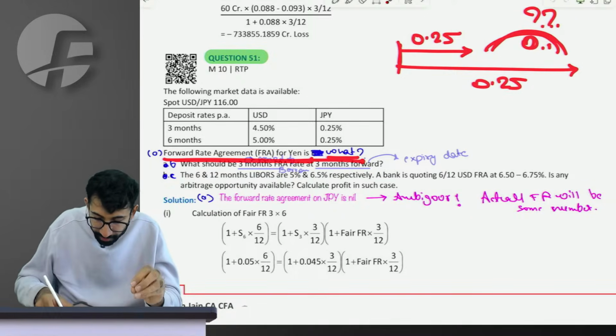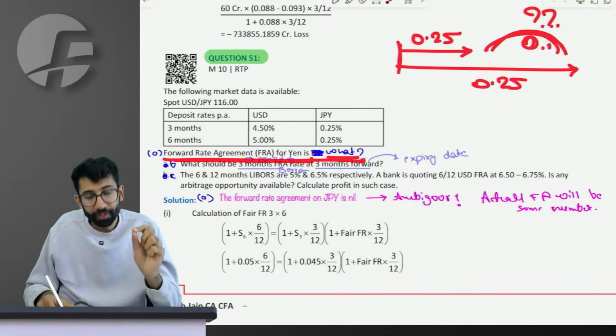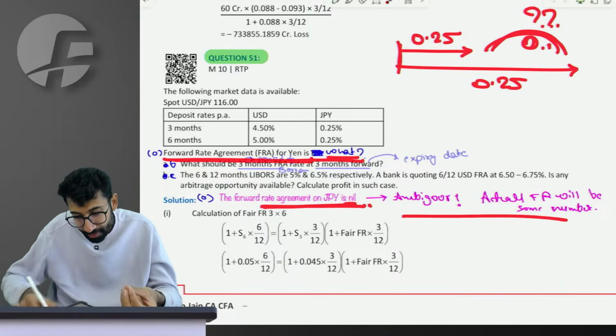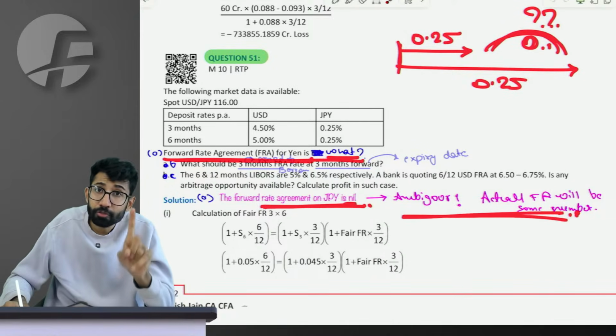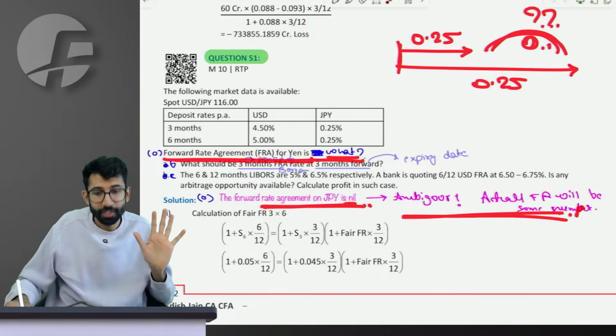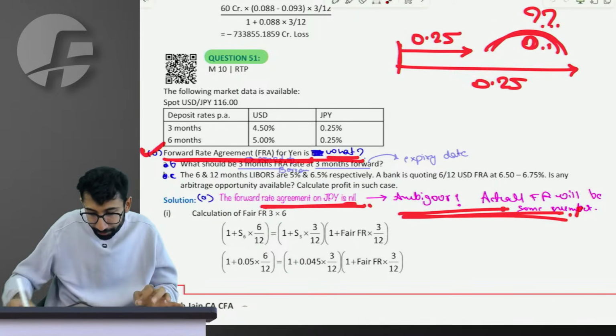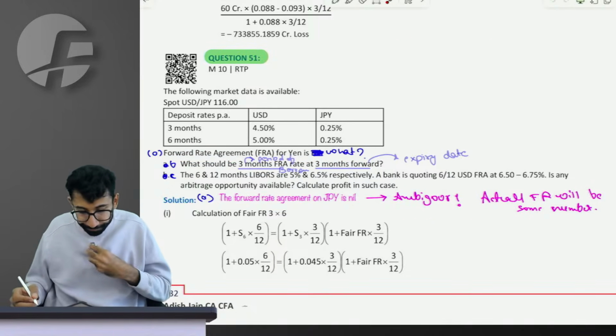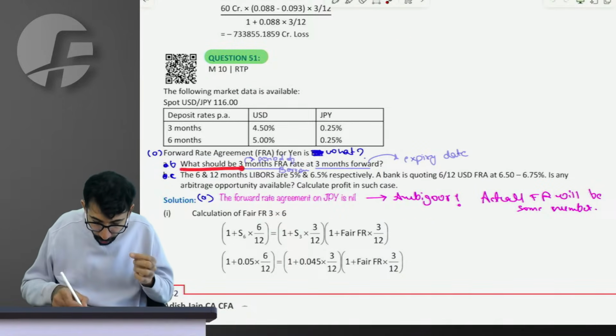Since they have answered that the forward rate agreement of yen is nil, you will have to continue to answer as such, as this is an ambiguity in the first part, which is theoretical. The rest of the questions are clear and logical. So for the first part, kindly accept the ambiguity. The forward rate agreement of yen is nil. We accept it.